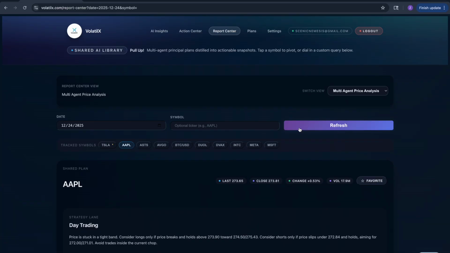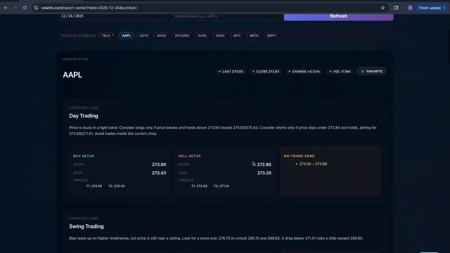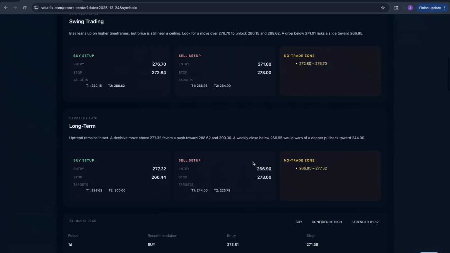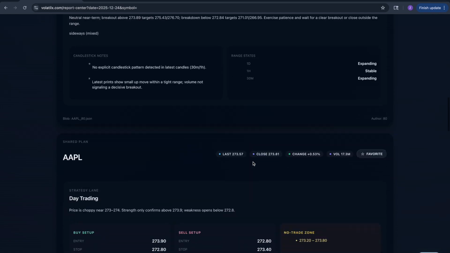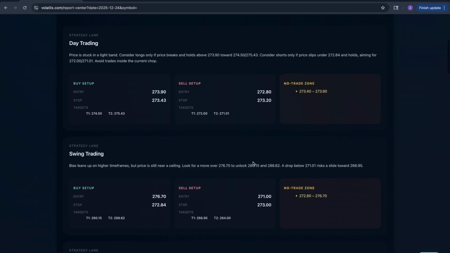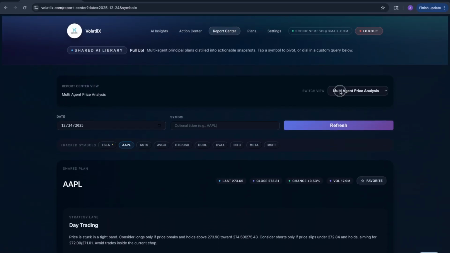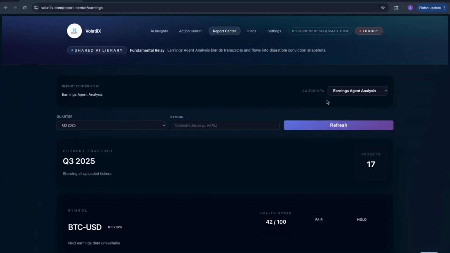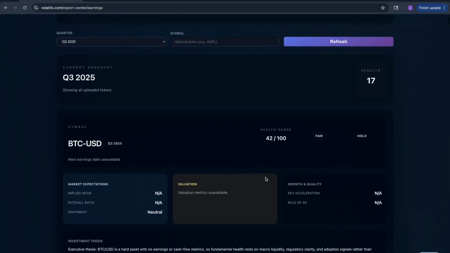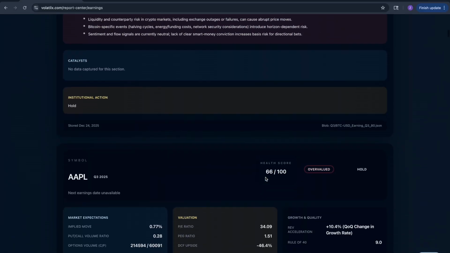Along with the reports you have requested yourself, you can also view the reports that other users globally have requested previously on this page. We can also curate the information to our needs by switching between multi-agent price analysis and earnings agent analysis. Here you can see the earnings agent analysis for quarterly findings.